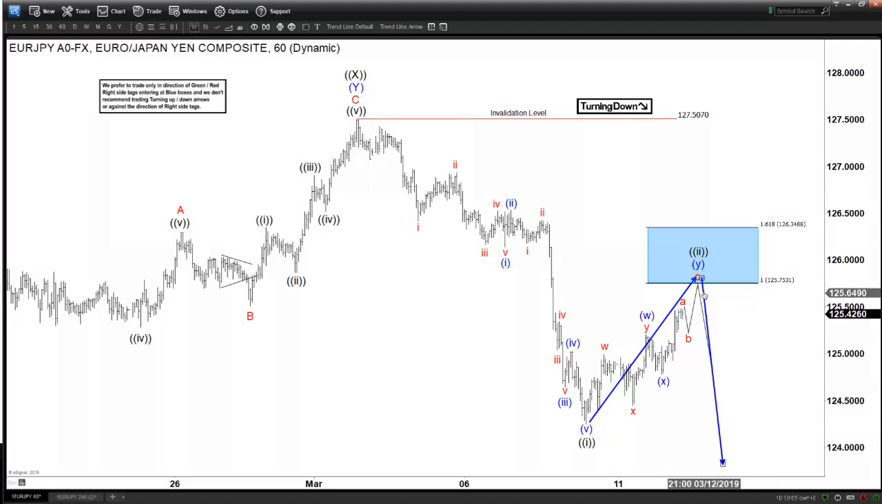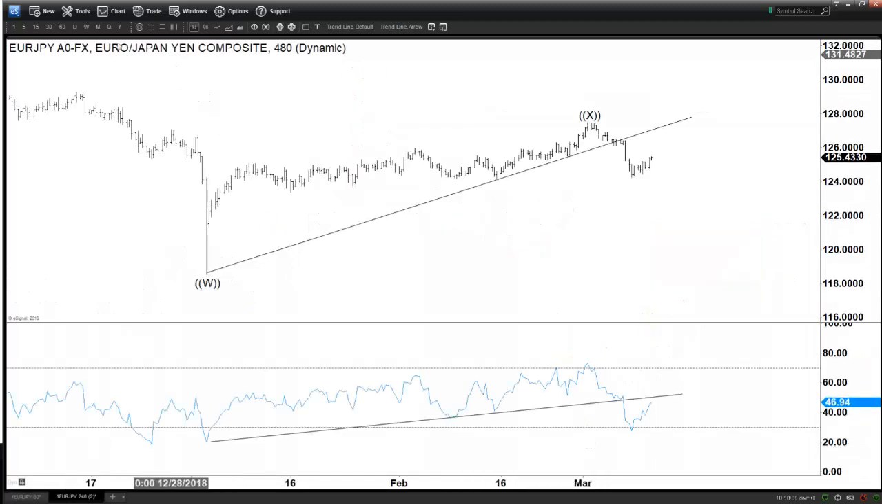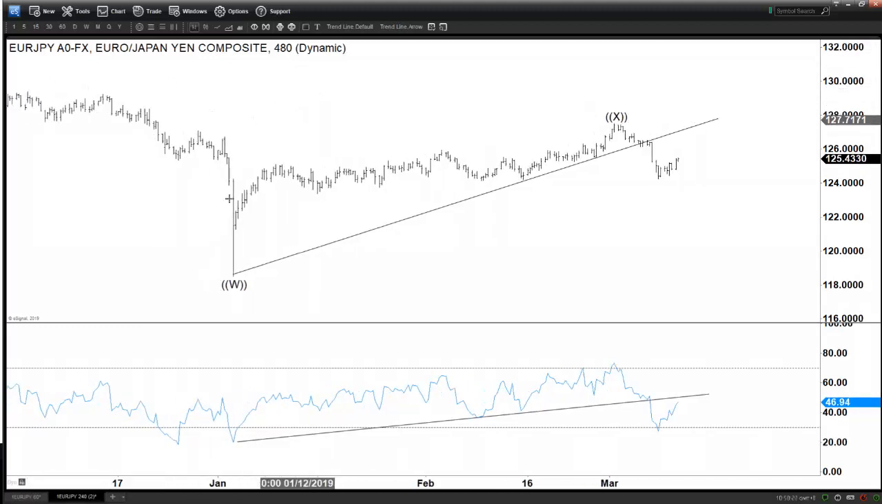Now if we look at the larger degree, we're going to take a look at what Euro Yen is doing now. You can see that this high here, we label it as an X. So this is the 4-hour chart. Of course we don't show all the labels here. For all the time frames and all the labels, you can always check in the member area.